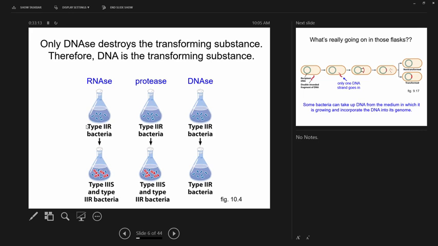Each of these treatments only gets rid of one of the 3 possible transforming principle candidates. The other 2 are still there. So this one that failed to transform the cells had RNA and had proteins, but did not have DNA. And so by doing this, they demonstrated that it was DNA that was the transforming principle.